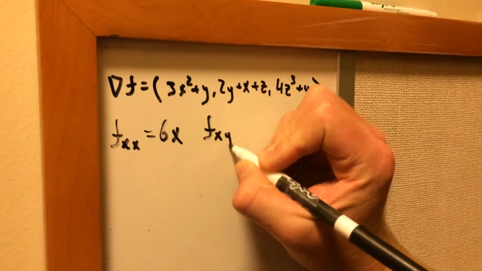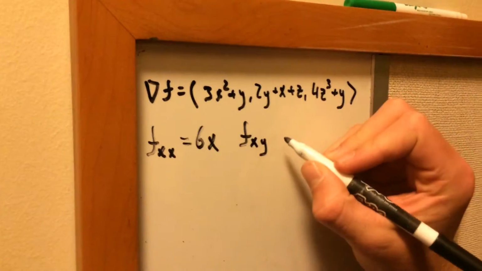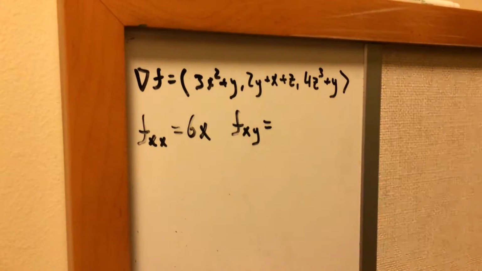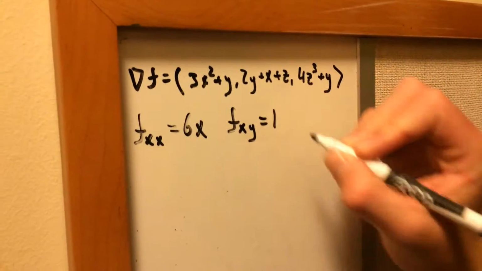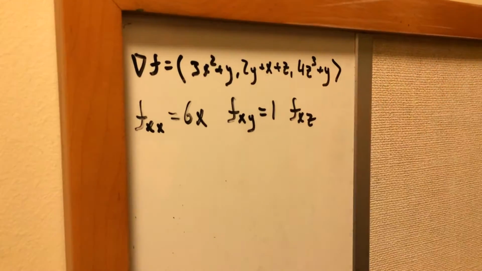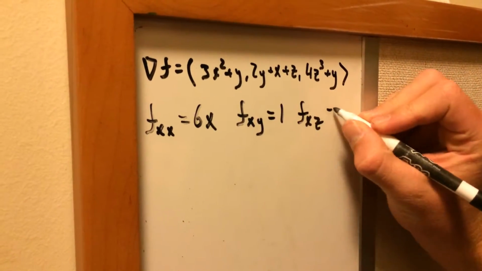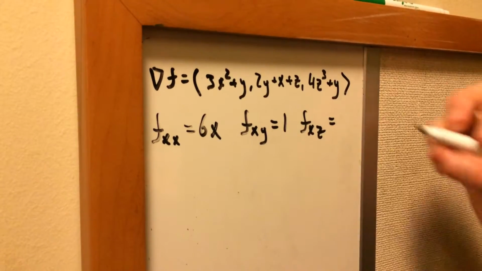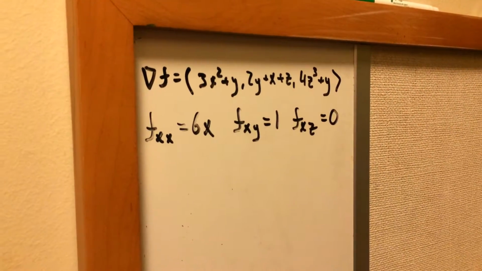Then we're going to have f of x, y. We're still going to look at the first one. We're going to take it with respect to y, and we're just going to get 1. And then we're going to look at the first partial again, f of x, and take it with respect to z. But since there are no z terms and everything else we're treating as a constant, it's going to be 0.